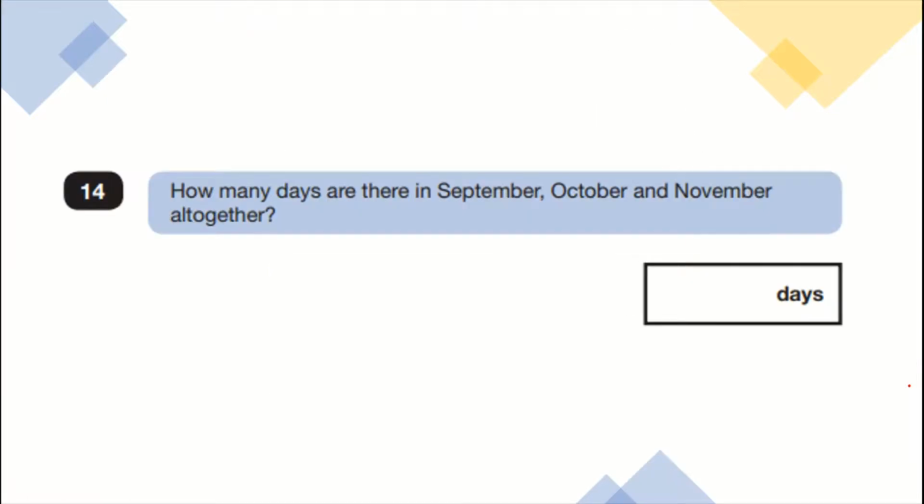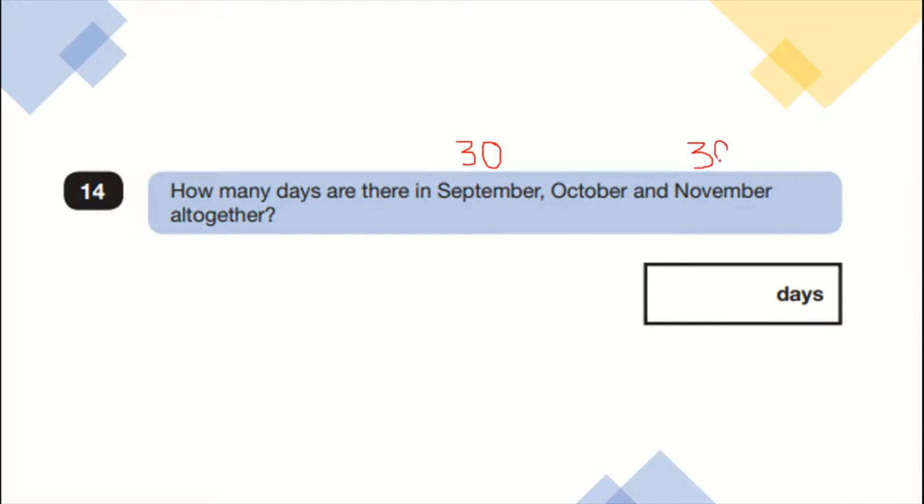Question 14. How many days are there in September, October and November altogether? Now, you should know the rhyme for this. 30 days has September, April, June and November. All the rest have 31 except for February, which has 28 days in a normal year and 29 days in a leap year.